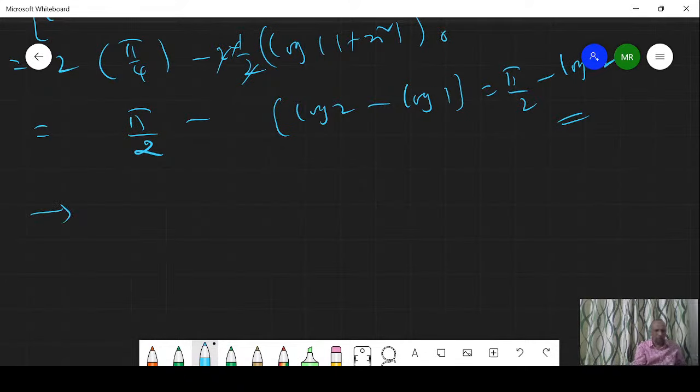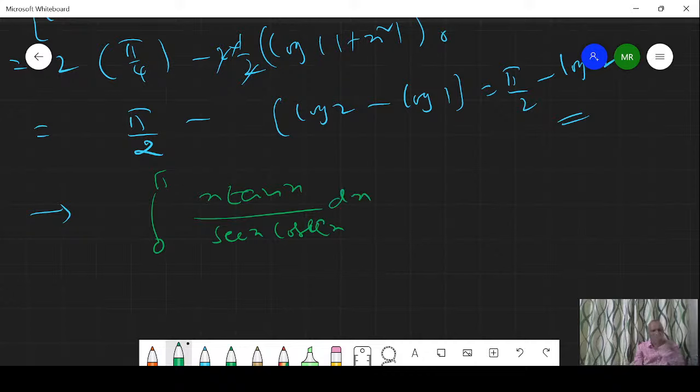So see this problem. Integral 0 to pi, x tan x by secant x cosecant x dx. It takes only 2 minutes. So this is the given problem.